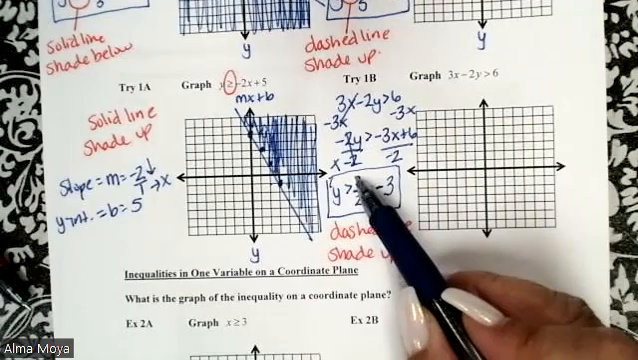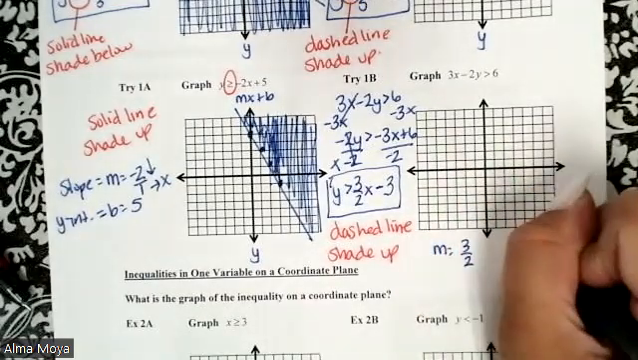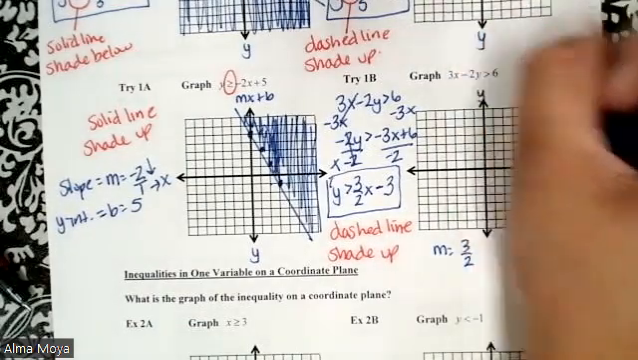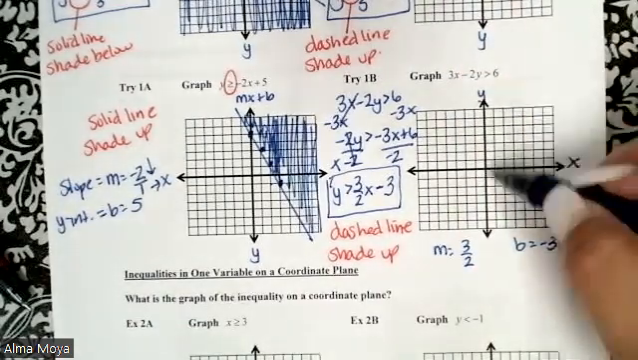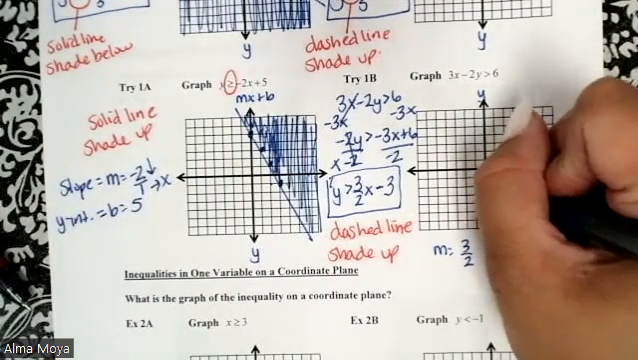Now your slope here is going to be 3/2. The slope here is going to be 3 over 2. The y-intercept is going to be -3. So on the y-axis, I need to look for -3. So -1, -2, -3. That's where I'm going to start at.